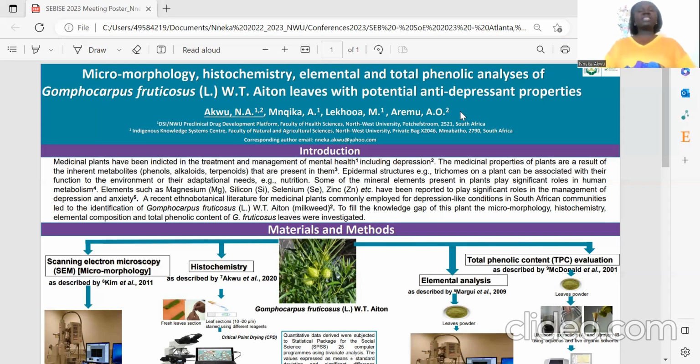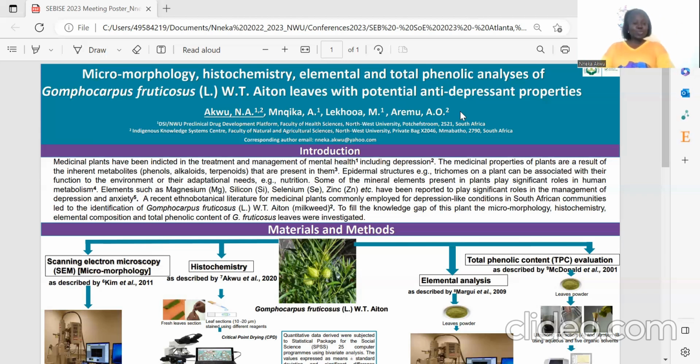Gomphocarpus fruticosus is an indigenous South African plant that is traditionally used to treat depression-like symptoms. What then is the connection between Gomphocarpus fruticosus and depression at the morphological level, the histochemical, the elemental, and the total phenolic level? I am Akwu Nneka Augustina, a postdoctoral research fellow at the Northwest University, South Africa.